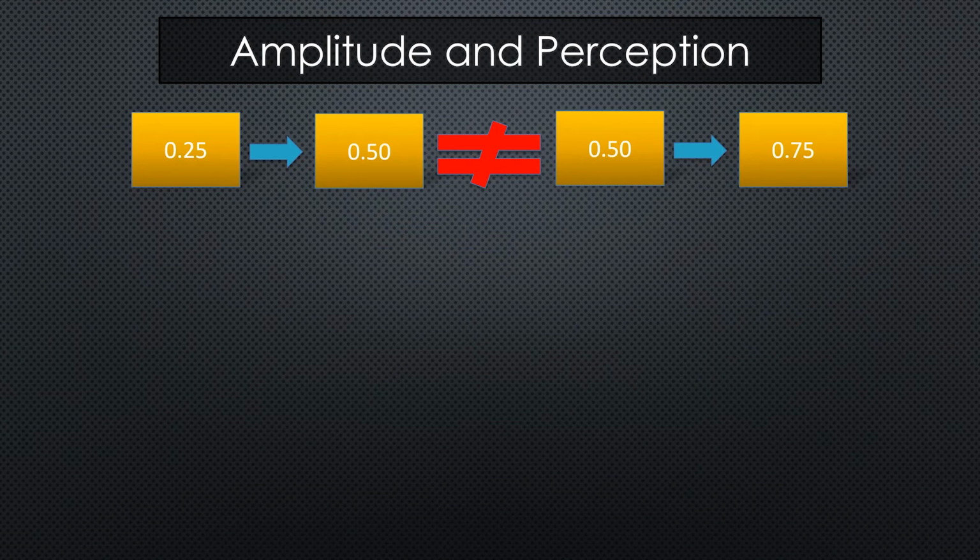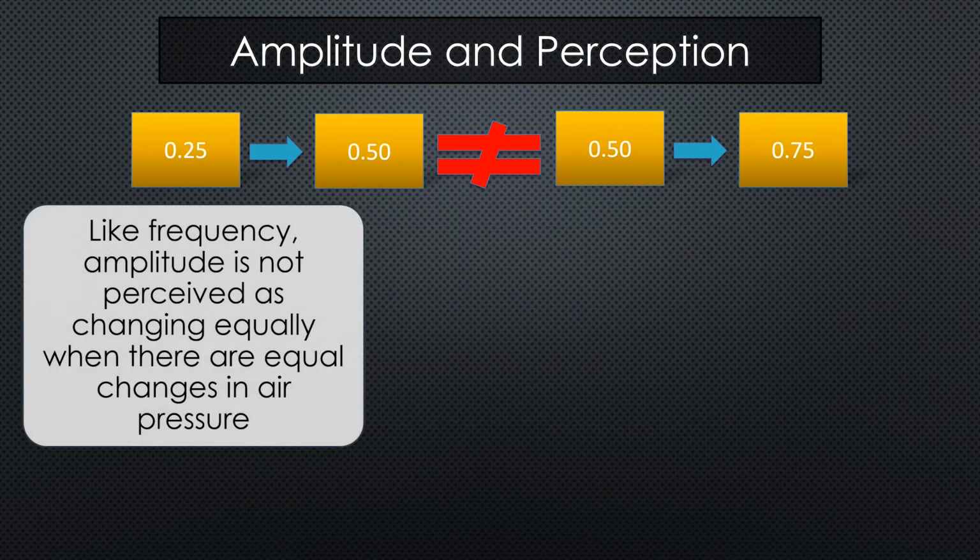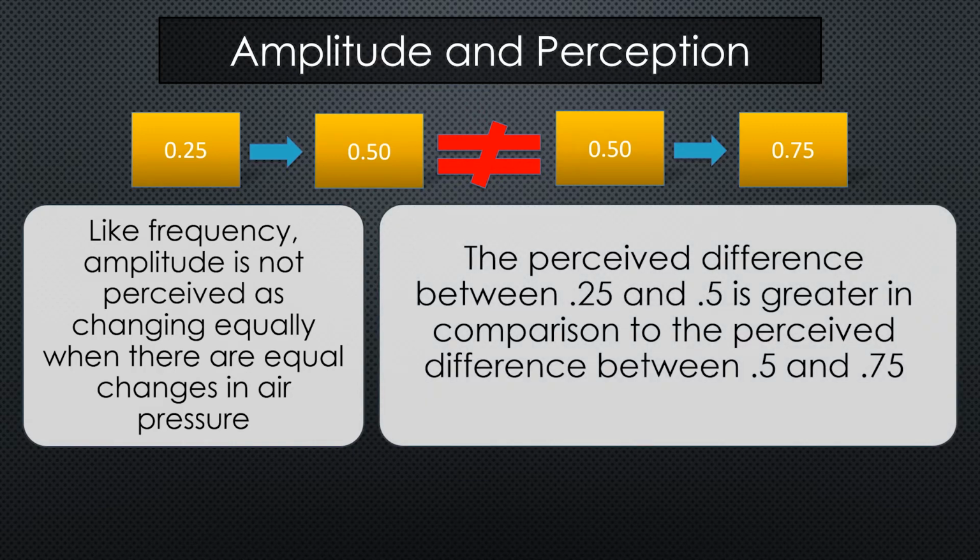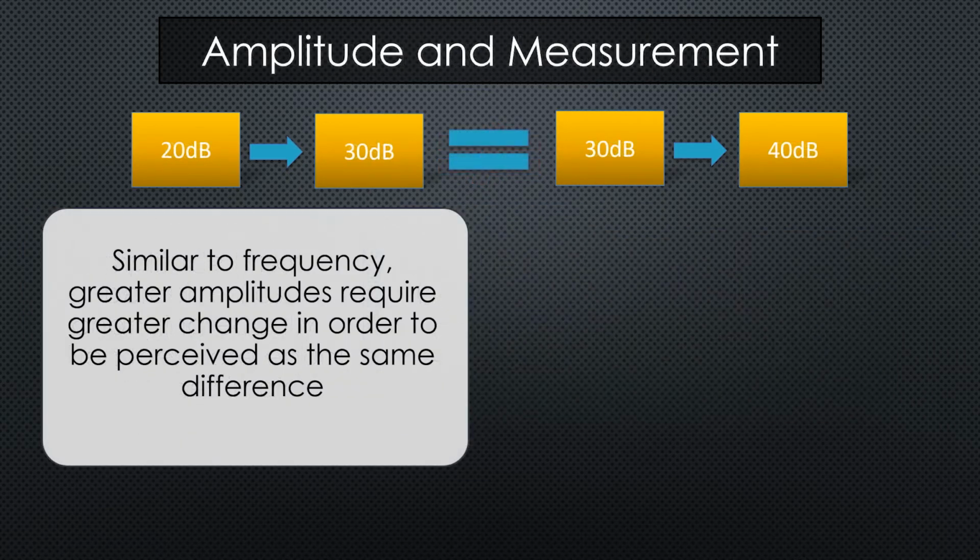We need to talk about perception with amplitude as well. So like frequency, amplitude is not perceived as changing equally when there are equal changes in air pressure. So this is very, very similar to what we were just discussing with frequency. The perceived difference between 0.25 and 0.5 is greater in comparison to the perceived difference between 0.5 and 0.75. So once again, we are moving by a distance of 0.25, but we are saying that that distance of 0.25 is not always equal depending on where we are relative to that center line of zero displacement. Similar to frequency, greater amplitudes require greater change in order to be perceived as the same difference.